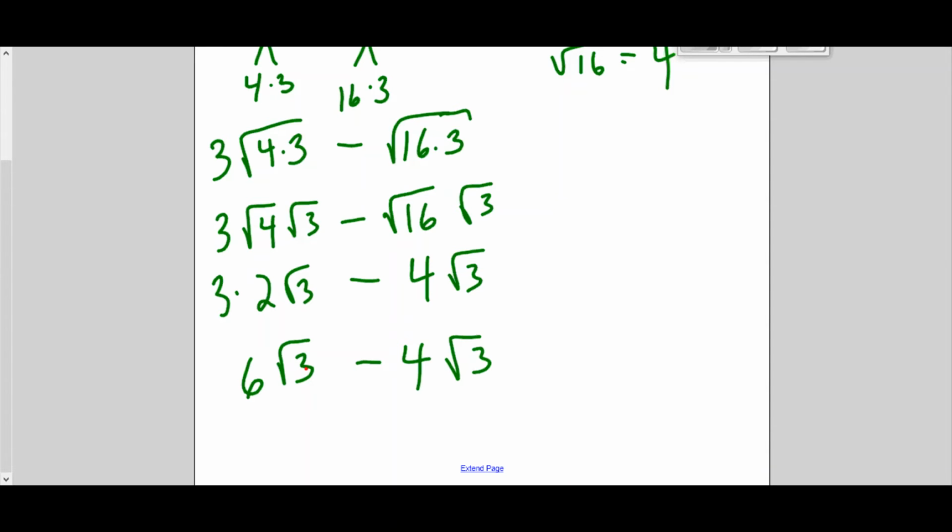Is what's underneath the radical the same now? The answer there is yes. I have square root of 3 underneath both radicals, so I'm just going to combine like terms. So 6 minus 4 is 2 square root of 3.